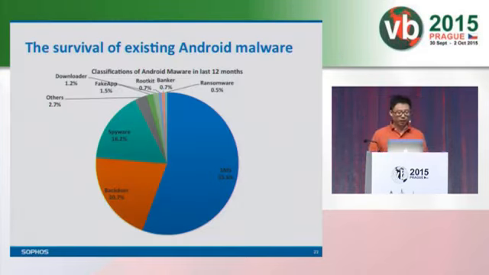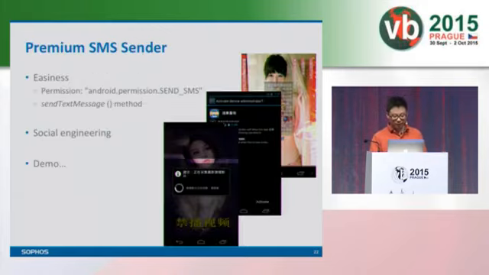This figure shows the classification of 1 million unique malware samples received by Sophos in the last 12 months. Premium SMS Sender is the largest malware family and owns over 50%. Trojan holds the second position, followed by Spyware. The rest of them are Rootkit, Ransomware, FakeAV. We're going to show how these malware families can survive under the security enhancements.